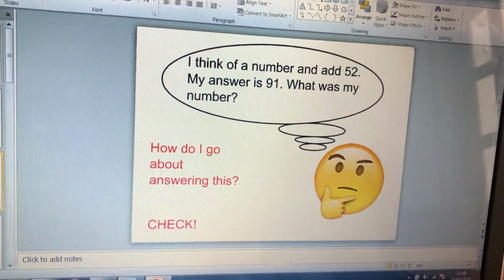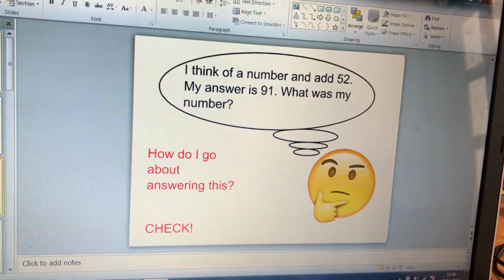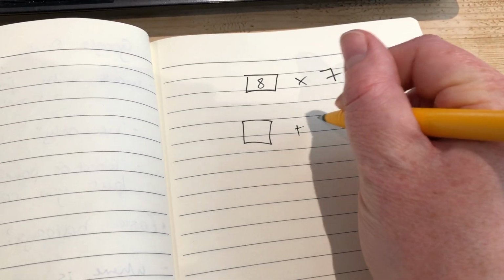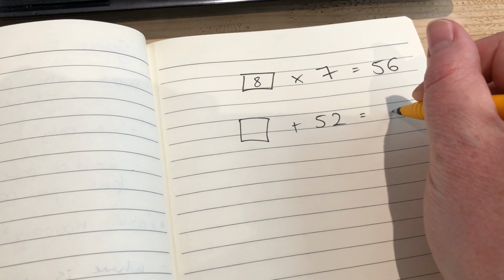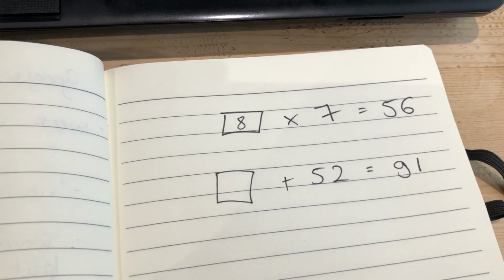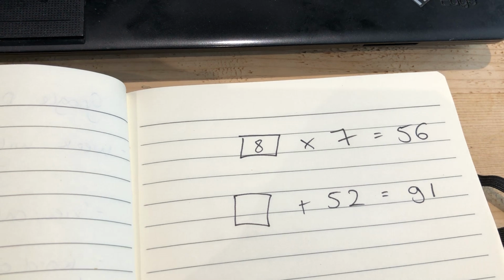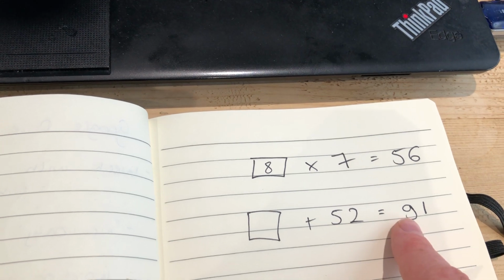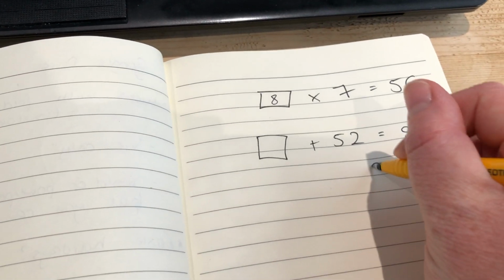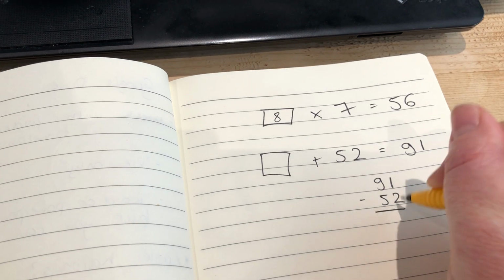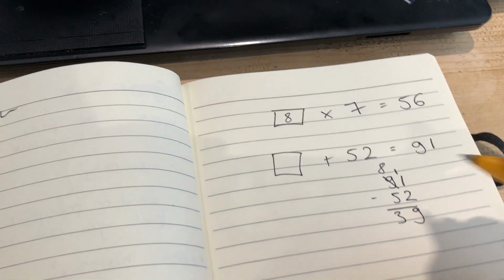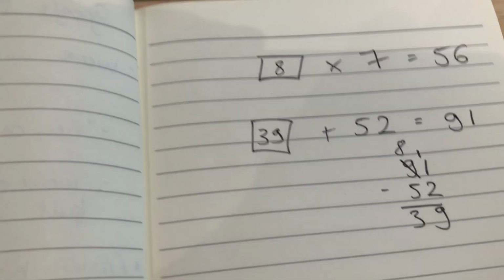I think of a number and add 52. My answer is 91. What was my number? I think of a number, I don't know what it is, so I put that as an empty box, and I add 52, and it gives me 91. Then it just becomes a simple empty box question, like what we were looking at yesterday. So what is it I've got to add to 52 to give me 91? To check, I can say 91 take away 52 gives me 39.